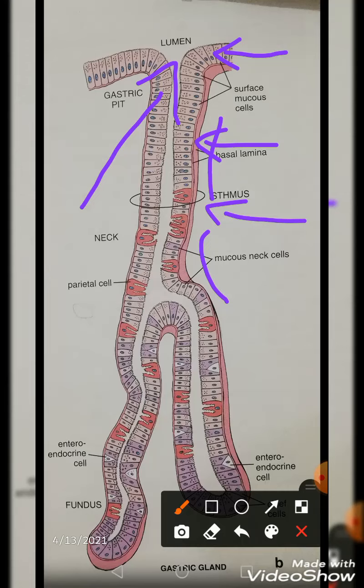the gland. Below the isthmus we can see the neck portion of the gland, which is a narrow long neck as the name shows, and below that is the broader area of the gland, which you can call the body or fundus. These are the names given to the various parts of the glands.